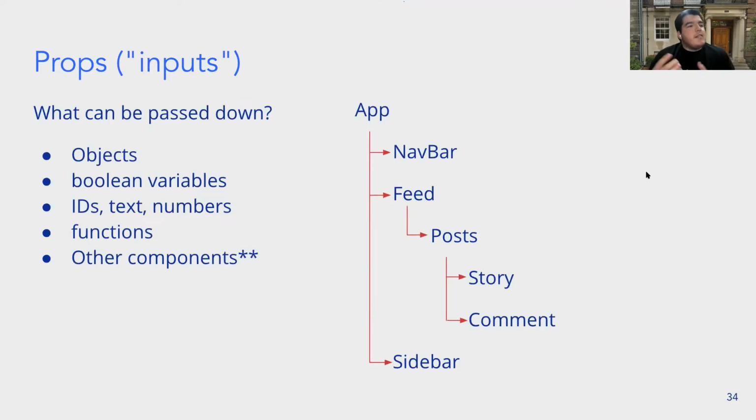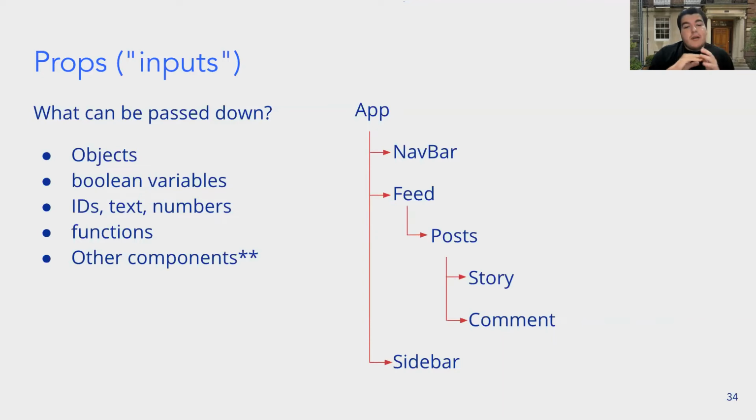And so what do they look like? Well, what can be passed down? You can pass down a JavaScript object, Boolean variables, IDs, text, numbers, functions, all the JavaScript primitive types. Pretty much anything and everything can be a prop. You can also pass down other components. This is a rare case, and usually there's a better way to structure your React code, so that maybe the child component already has the component. But there are some occasions where you might want to pass it in as a prop, or sometimes it's easier. Just know that this is a rare case, but it is possible to do. It's just not as common as other props that we use.